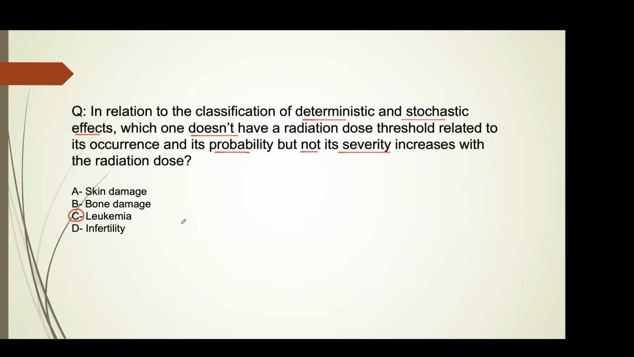All right? Whereas with leukemia, you're not going to see the same relationship. What you're going to see is that after you give the patient more radiation, they're more likely to get leukemia, but it's not related to how severe it is, and there's no specific threshold you're looking at. Was that clear?